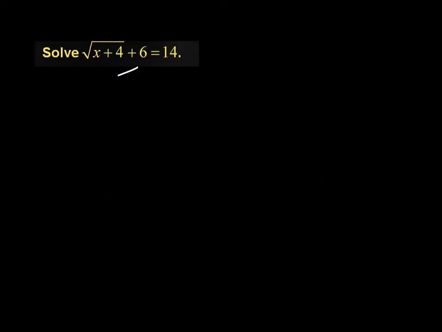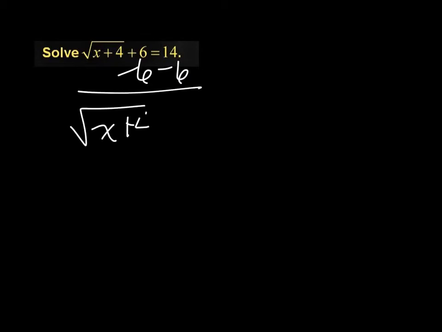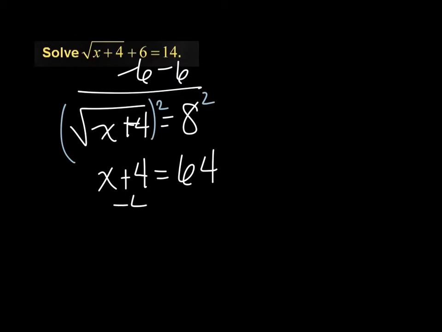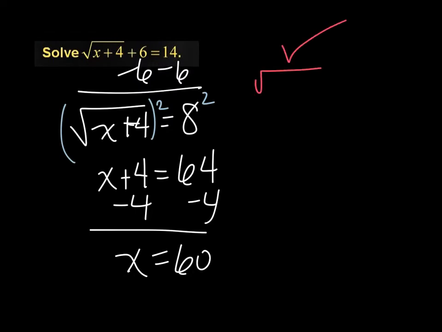Do another just like that. We can subtract 6 from both sides. So x plus 4 equals 8. And to undo square root, square both sides. So I have x plus 4 equals 64. Subtract 4 from both sides. So I have x equals 60. And check. Square root of 60 plus 4 plus 6, does it equal 14? Square root of 64 is 8, plus 6 is 14.